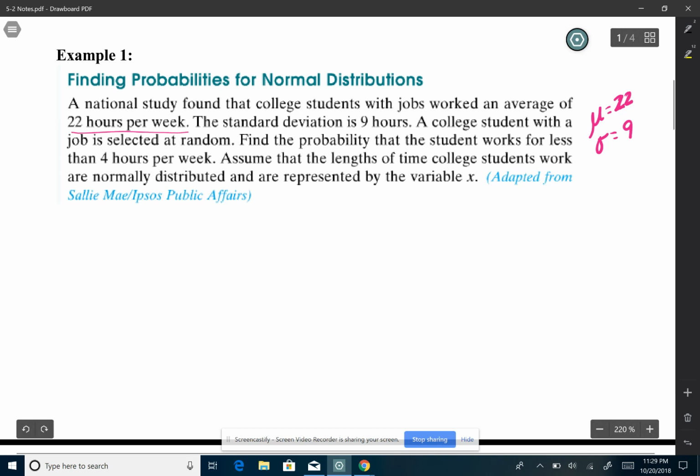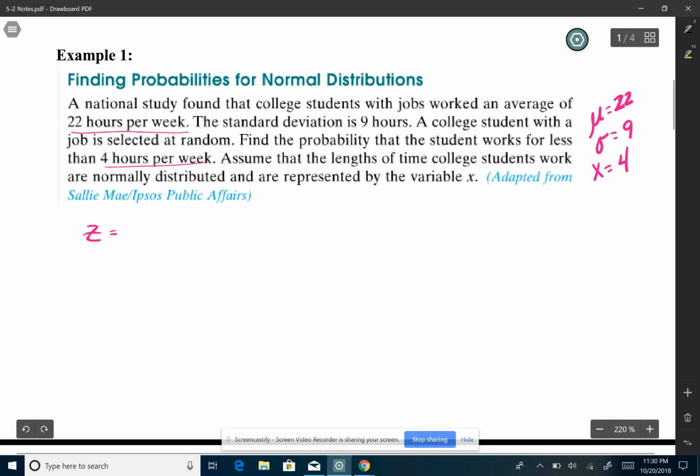Assume that the lengths of time are normally distributed and are represented by the variable x. So our x value is the value they're looking for, particularly for this student, which was 4 hours per week. So what we're going to do is find the z-score that's associated with x equals 4.